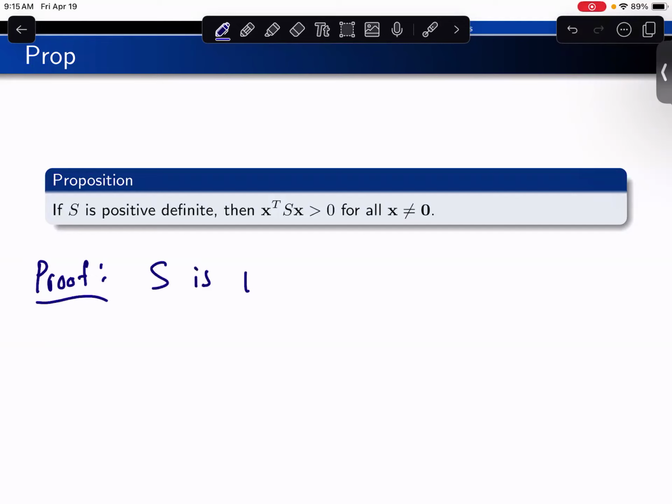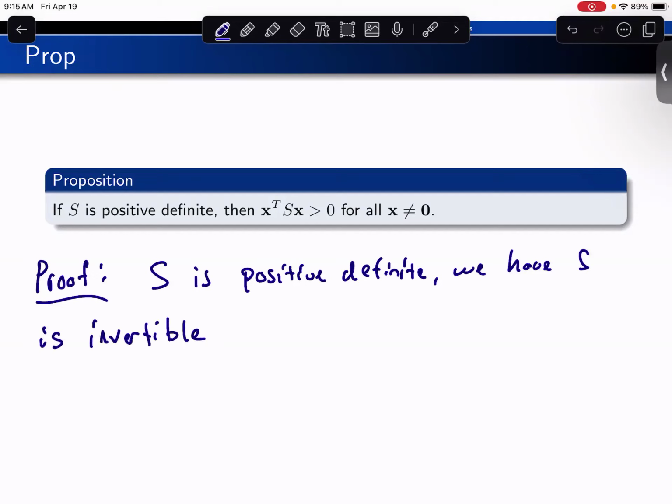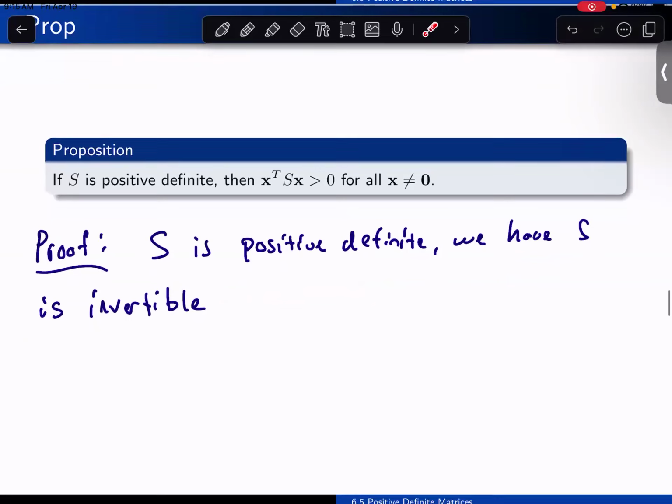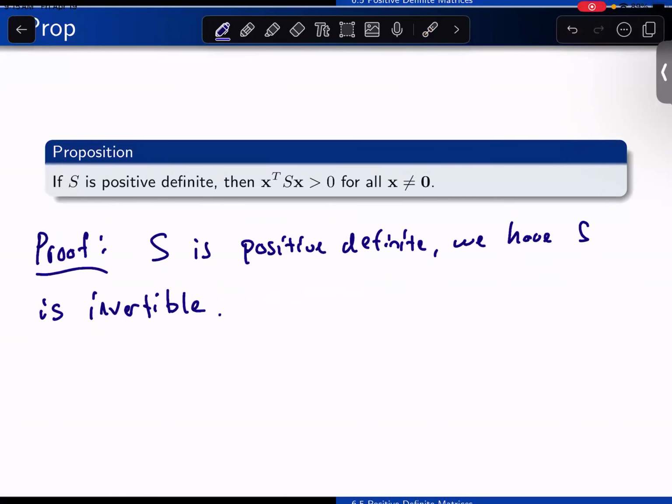As S is positive definite, this implies that S is going to be invertible. The reason we know that S is going to be invertible is because S is positive definite. It means that all the eigenvalues are positive, which means S doesn't have any zero eigenvalues. Because it doesn't have any zero eigenvalues, S is going to be invertible, right? So all positive eigenvalues implies S is going to be invertible. Furthermore, we have the following.